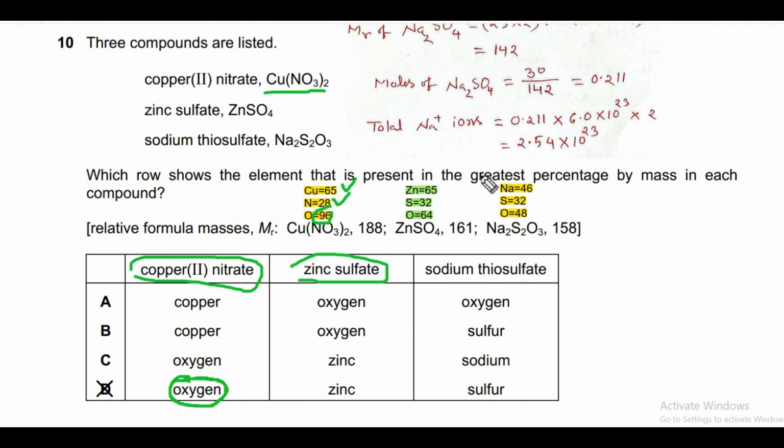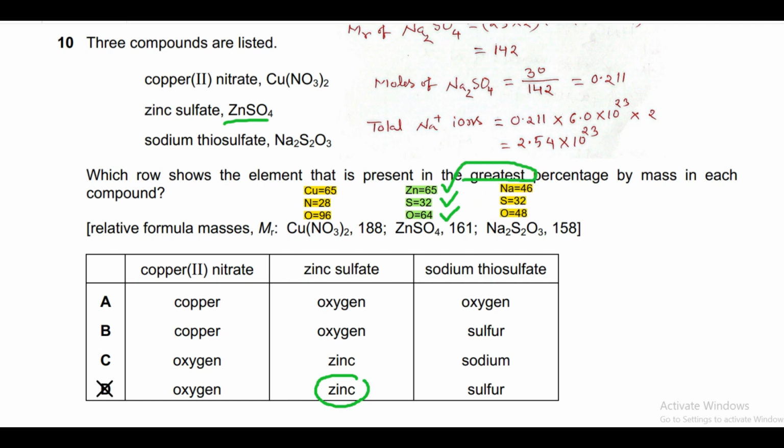Now zinc sulfate. If you count zinc sulfate, zinc 65 gram, sulfur 32 gram, oxygen 64. So the percentage of zinc will be greatest. And next, sodium thiosulfate, Na2S2O3. Sodium 46 gram, 23 times 2, sulfur 32 times 2, total sulfur 64 gram, oxygen 48. So sulfur mass is more, that's why sulfur has the greatest percentage.